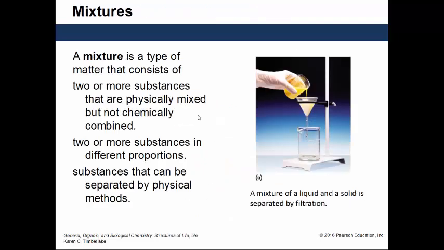A mixture is a type of matter that consists of two or more substances that are combined physically but not chemically. And these are two or more substances in different proportions also. The key thing here is that they are physically mixed and can be physically separated, but they're not chemically joined. Think of this as a big bowl of M&Ms, where you have some red, some green, some brown, some yellow. They're all in the same space. They are physically connected, but they're not chemically bonded to each other. You can separate the reds from the greens, from the yellows, and so on.